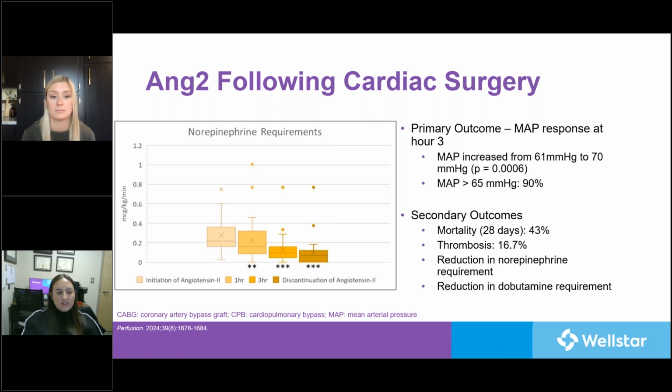There was a significant reduction in the norepinephrine requirements. In the light yellow box, you can see that that was the norepi dose at the initiation of angiotensin II, and then you can see that it reduced over time until angiotensin II was discontinued.